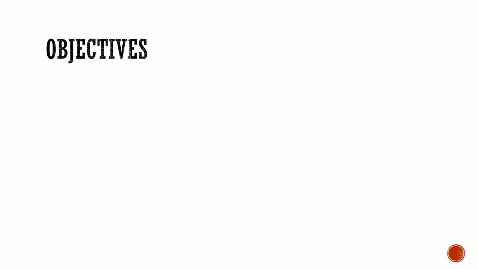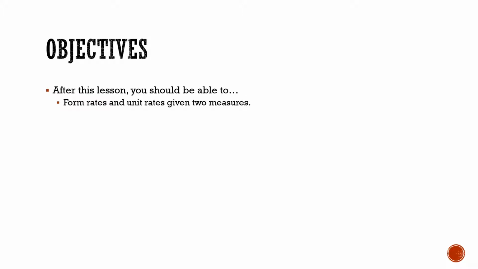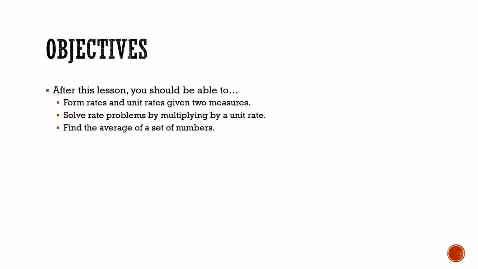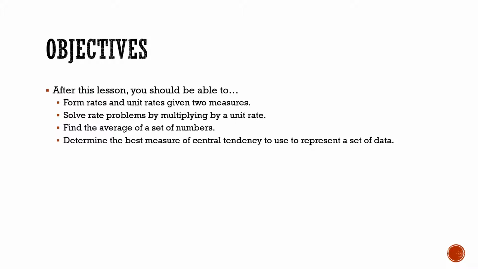Our objectives for today are, after this lesson you should be able to form rates and unit rates given two measures, solve rate problems by multiplying by a unit rate, find the average of a set of numbers, and determine the best measure of central tendency to use to represent a set of data.